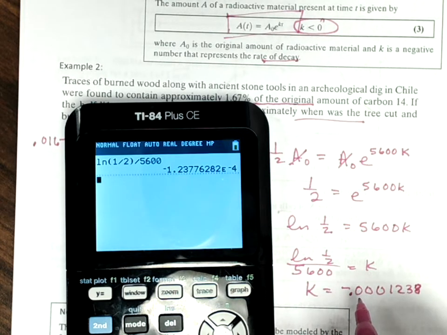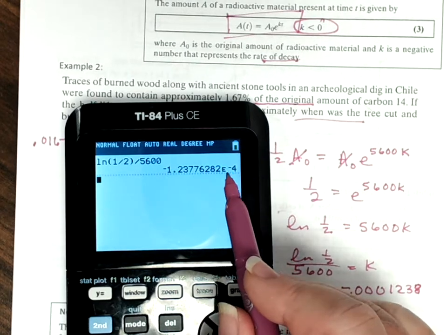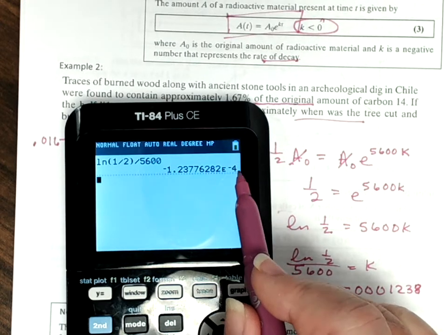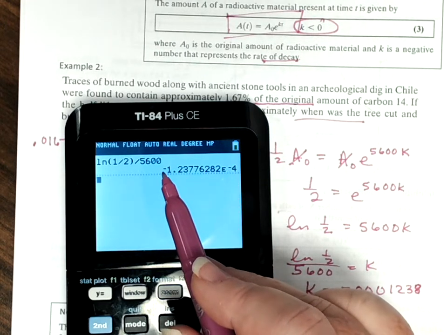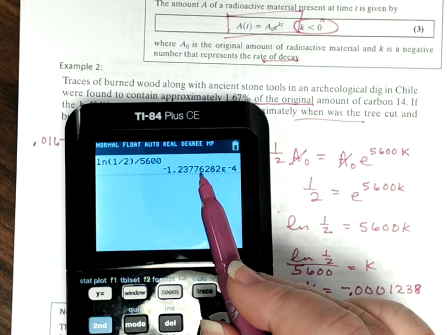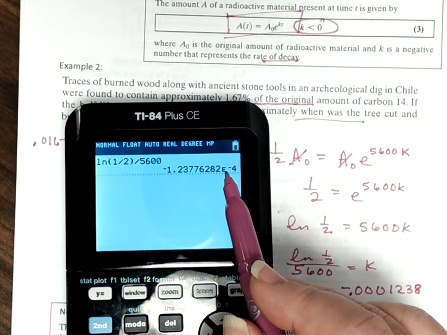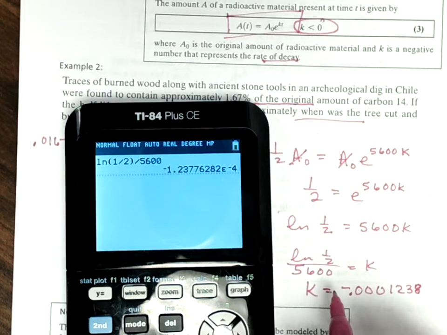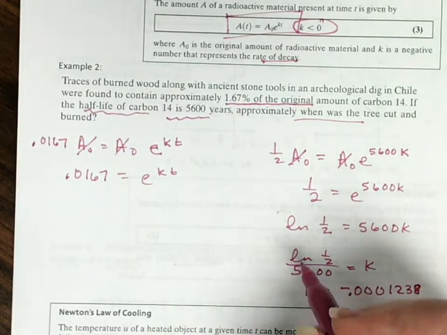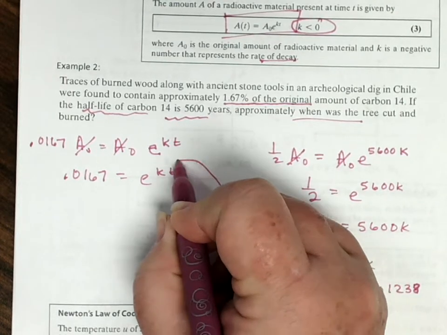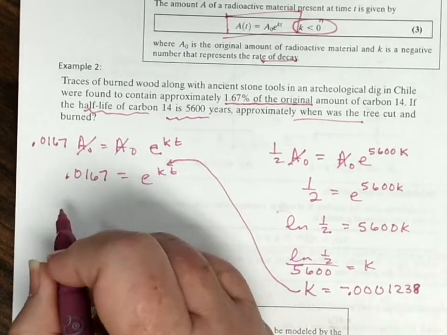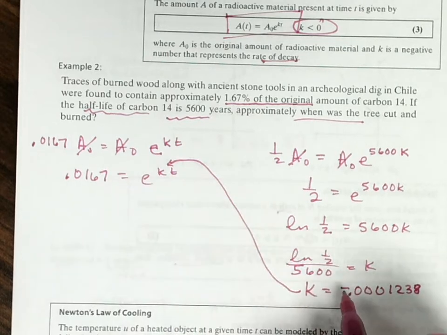When I look at that number, please be careful to notice that this is scientific notation. This is negative 1.23776282 times 10 to the -4th. You have to be aware of that. But what am I going to do with that value? I can now plug that in to my equation. And now I have a number I can solve for.